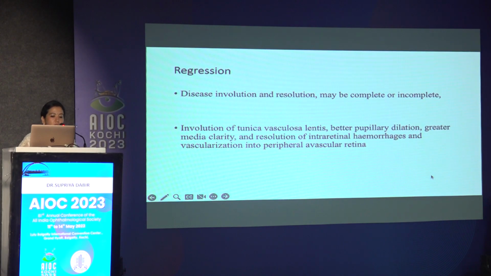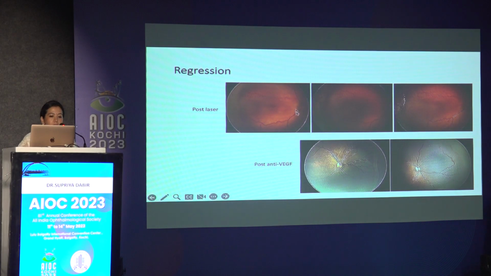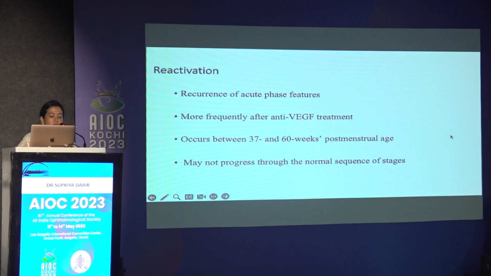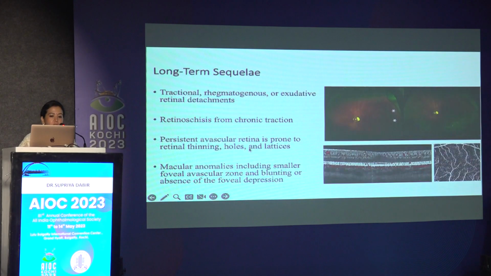Regression, Dr. Anand has already spoken about regression, where the disease involutes either completely or incompletely. You see involution of the tunica vasculosa lentis, you'll see better dilatation, greater clarity, and decrease in the vascularization. It can be either post-laser regression or post-anti-VEGF regression. Persistent avascular retina has been redefined at more than 2 disc diameters, as has been spoken about by Dr. Anand, and he has also spoken about reactivation, so I'm just going to skip that.